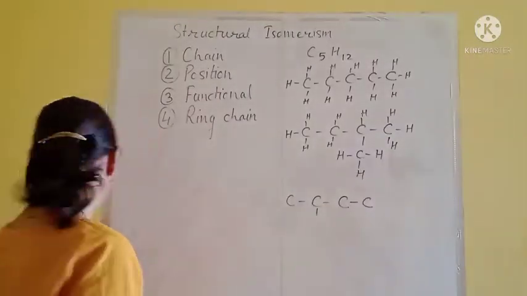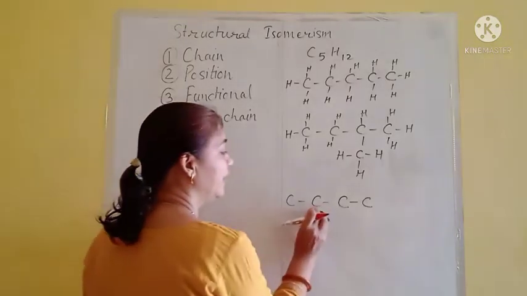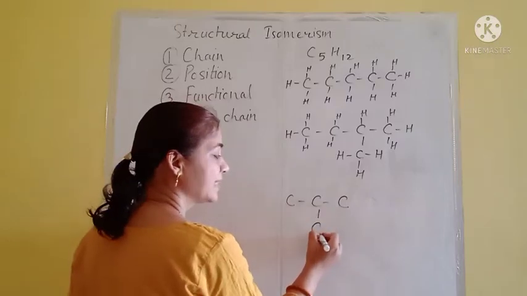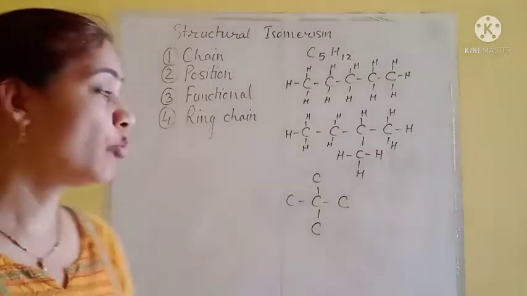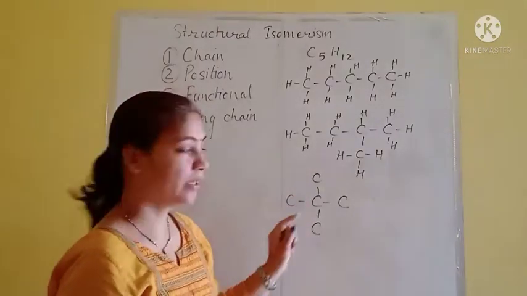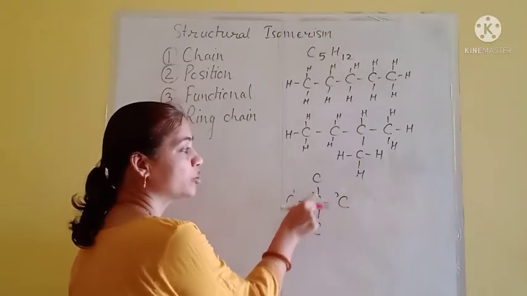But what you can do over here is, you can take 3 carbons and place the other 2 carbons like this. So what it becomes? It becomes 2,2-dimethyl. Second position, 1, 2, 3. So it is 2,2-dimethyl.